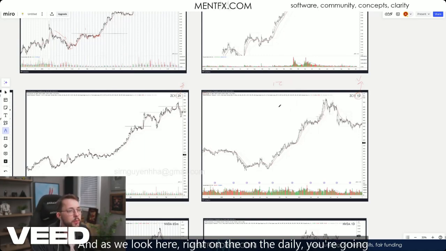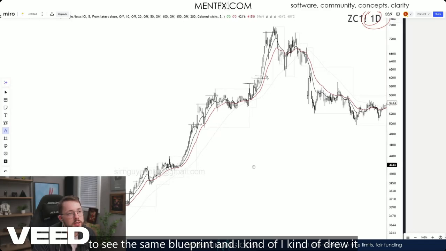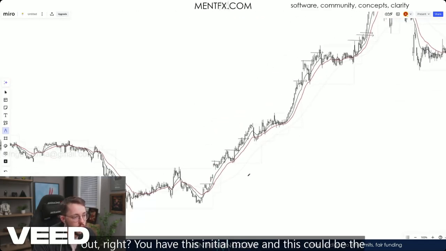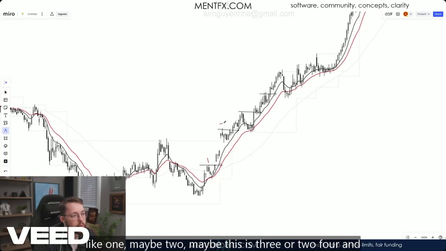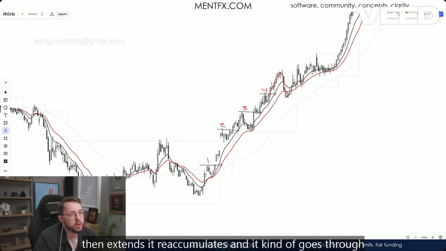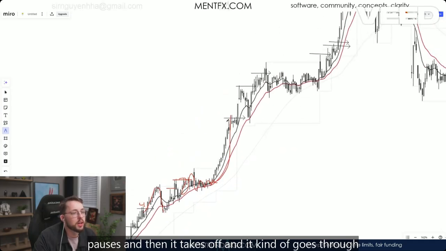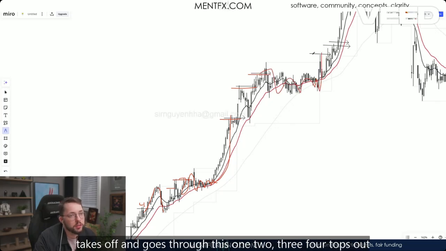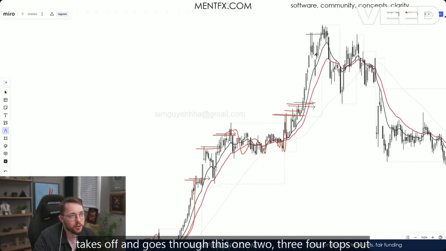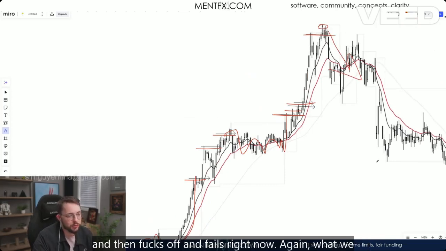And as we look here on the daily, you're going to see the same blueprint. And I kind of drew it out. You have this initial move, and this could be the momentum MB, like 1. If you count it, you can go 1, maybe 2, maybe this is 3 or 2, 4, and then it extends. It reaccumulates and goes through this 1, 2, but then it pauses and pauses and pauses, and then it takes off and goes through this 1, 2, 3, and then it falls off, and then it takes off and goes through this 1, 2, 3, 4, tops out, and then fails.